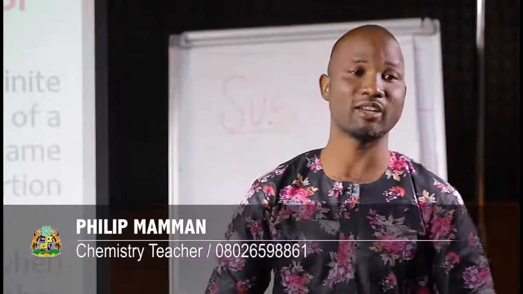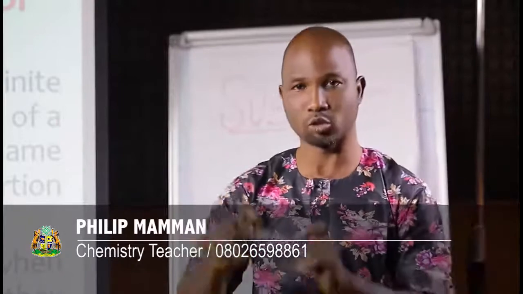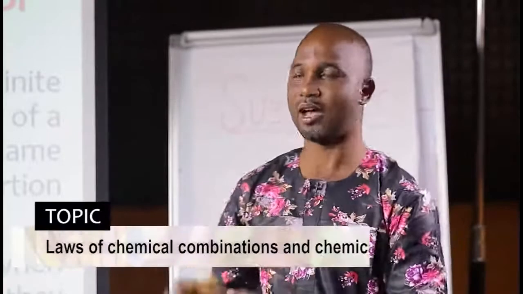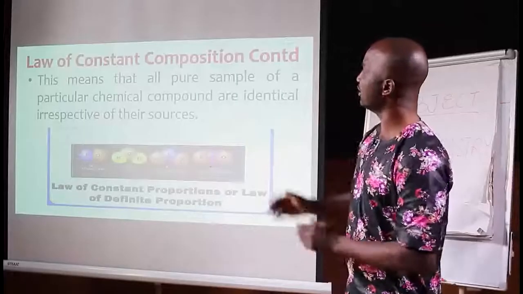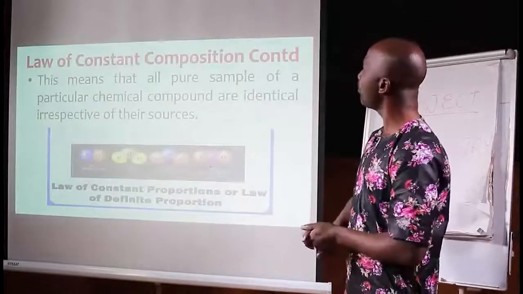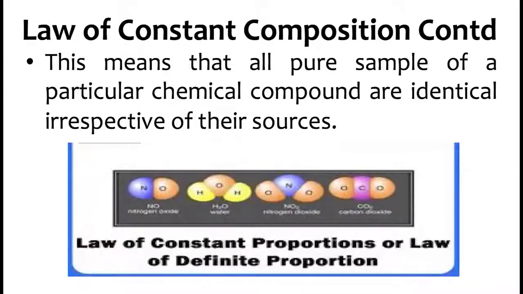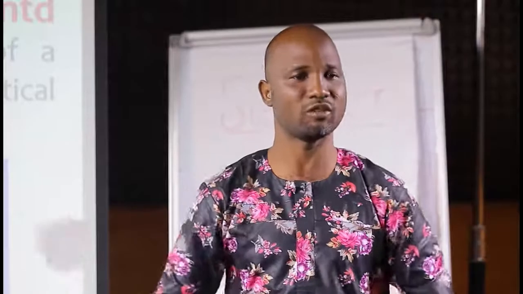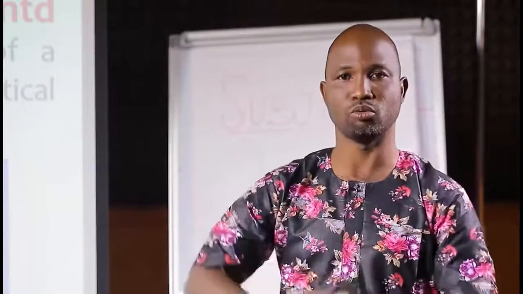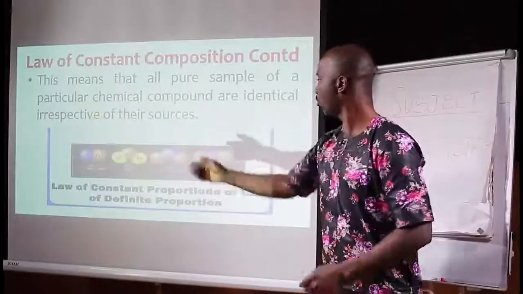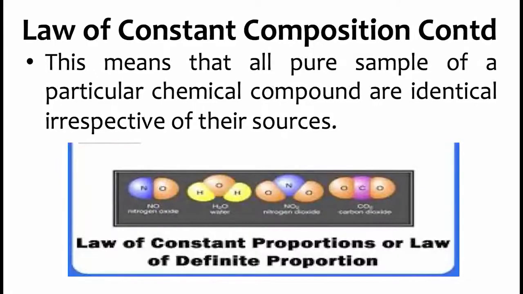That's why in water you have H2O. That H2 is constant, and that one O is also constant. As you can see, this means that all pure samples of a particular chemical compound are identical, irrespective of their sources. Regardless of what the source of water is, it will always be H2O. As you can see here, we have others like NO, we have NO2, and so on and so forth.